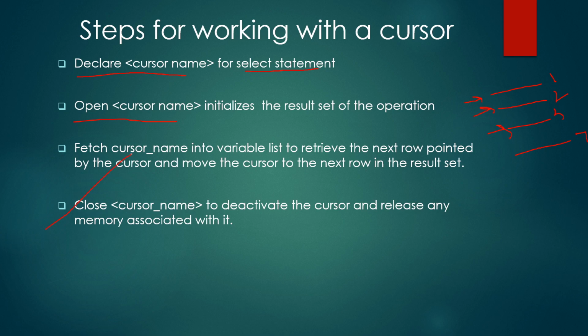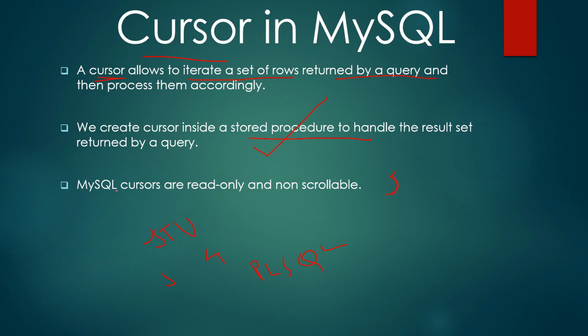Then the fourth step is to close the cursor name. Once each and every operation is done, we can close this cursor to deactivate it and release any memory associated with it. So these are the 4 steps that we need to follow while implementing a cursor. Okay. Now this is the complete concept of the cursor, meaning the basic introduction to the cursor.